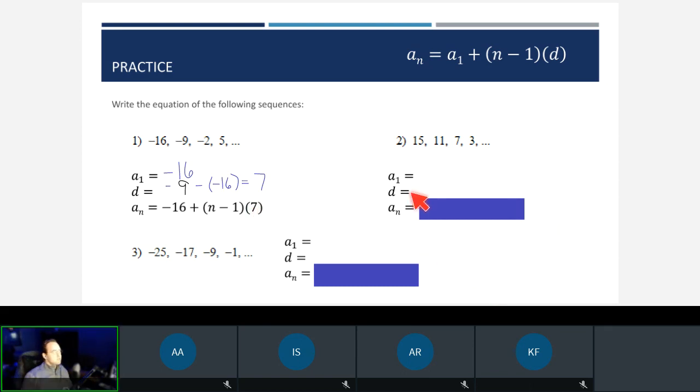All right, let's try this next one. What's our first term? 15. What is our common difference? It is negative 4. Yes, and we know it's negative 4 because 11 minus 15.